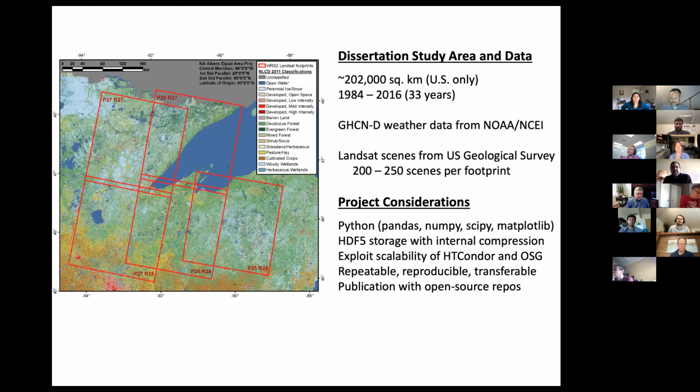So my dissertation study area covered about 200,000 square kilometers using satellite images from Landsat. If you're familiar with that program, that produces a lot of the satellite imagery that we use over North America and a good chunk of the world. There are a couple of other satellites that I've worked with as well. And then I used ground-based data for the weather and the climate information.